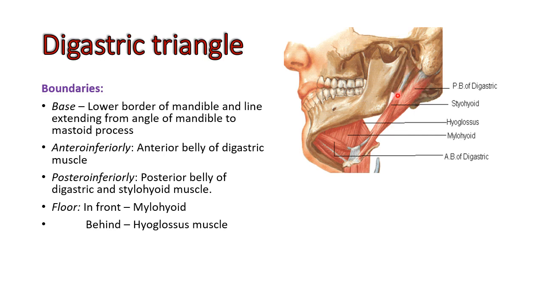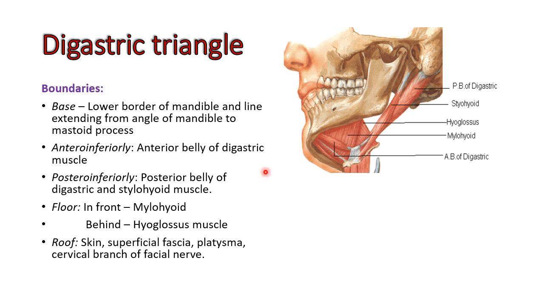The digastric triangle posteriorly extends a little into this parotid region, but is separated from it by a ligament extending from the styloid process to the angle of the mandible, called the stylomandibular ligament. The stylomandibular ligament separates the parotid region from the digastric triangle and also from the submandibular region. The roof is formed by the skin, superficial fascia, platysma, and of course the cervical branch of the facial nerve, which supplies the platysma muscle.